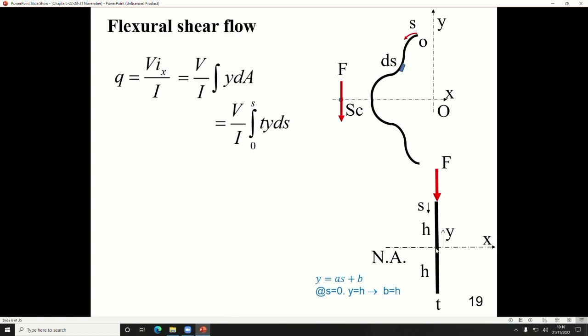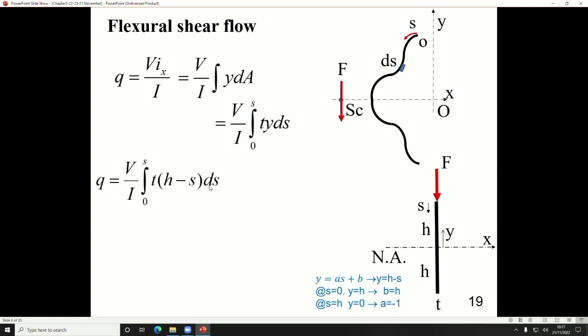Now, what is the next one? The next one is at s equal to h, which is this point here, y is equal to 0. So this gives us y equal to h minus s. So I substitute y equal to h minus s in the top equation. Now, in this case, t is constant, so I can remove t from the integral and place it outside. Then we have the integral of h minus s ds.